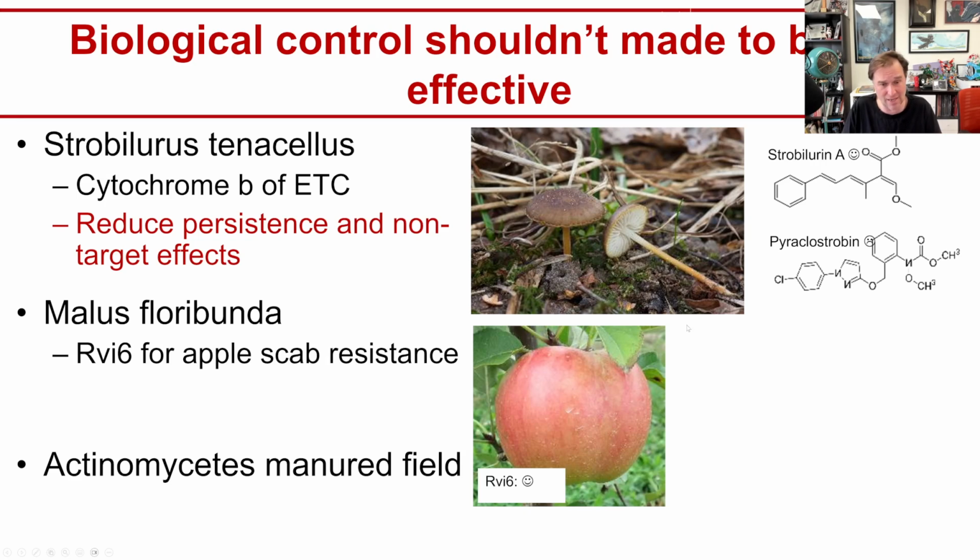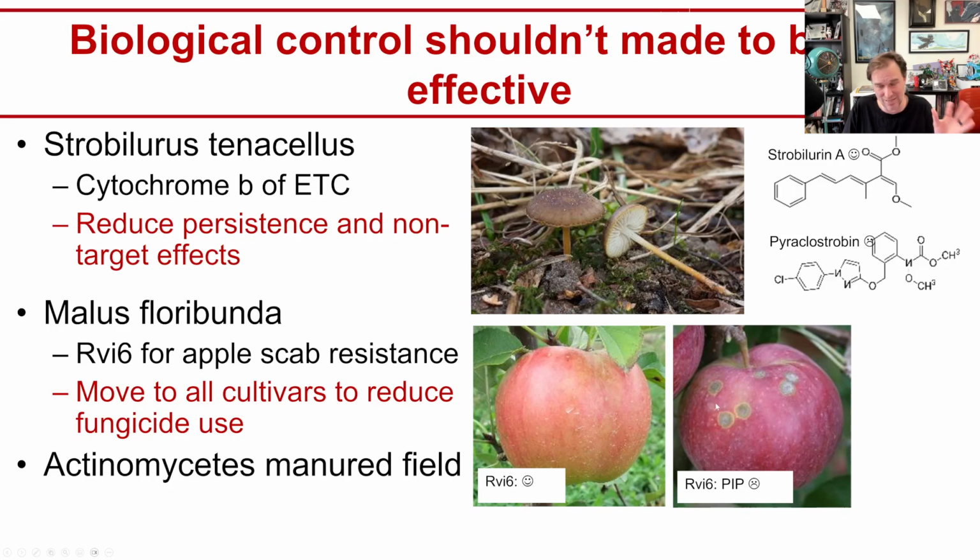Malus floribunda has RVI6 for apple scab resistance, and we can breed to move this thing around, but if I were to take it and put it into a Macintosh apple, then it becomes a plant-incorporated protectant. It's still classified as biological control, but we're not going to be using it for organic agriculture.